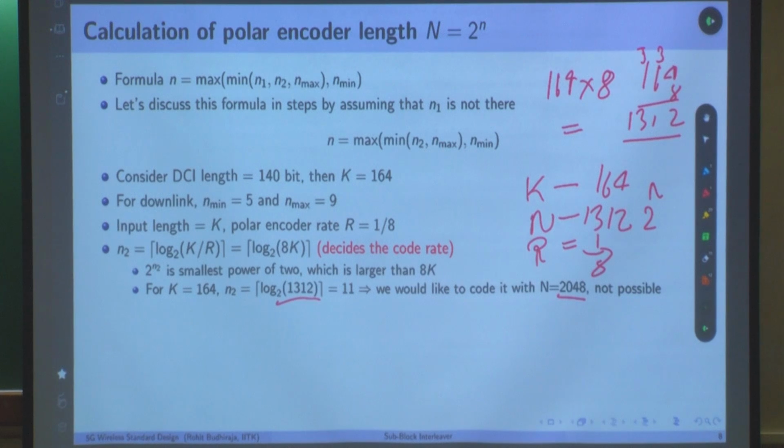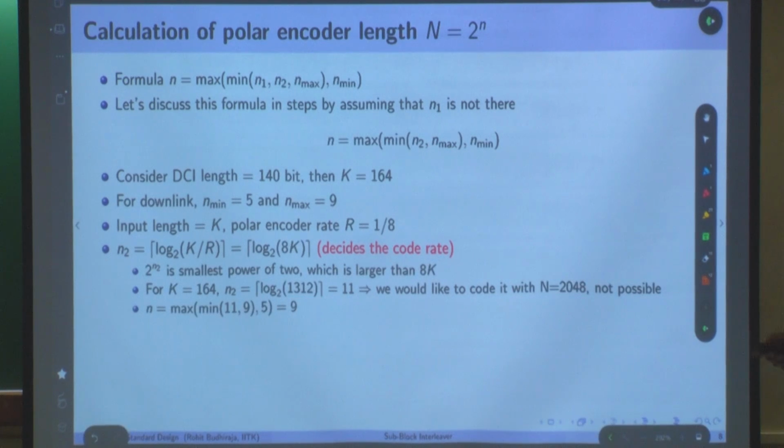For the downlink, what is the maximum length of the polar encoder? n max is 9, so you are allowed only 512 bits, not 2048. That's why this is coming over here. You see this formula. Does it make sense or not? n max is 9.